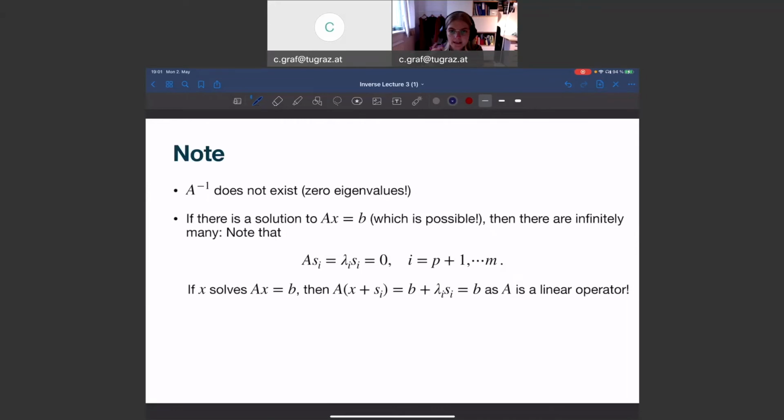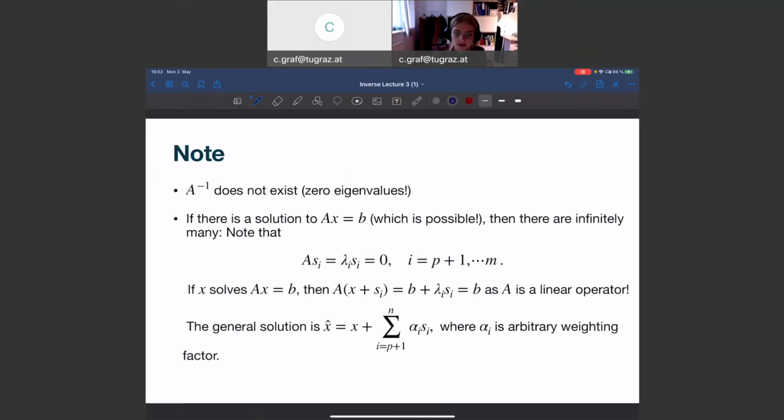If there is a solution to the inverse problem, which might be possible even though the inverse matrix does not exist, then there are infinitely many. And we can see that using the following. We know the eigenvalue problem, and if one of the lambda i's is 0, correspondingly lambda i times Si is 0 for all i from p plus 1 to m, where we did the ordering correspondingly. Now, if x solves the inverse problem Ax equal to b, then A times x plus Si, and A is a linear operator, is the same as b plus lambda i Si, which is therefore b.